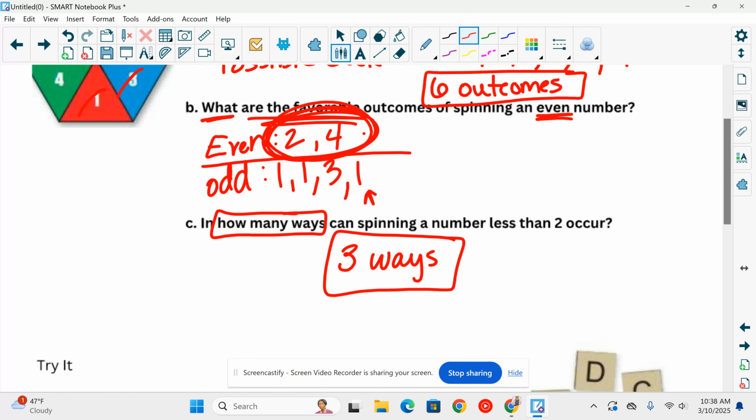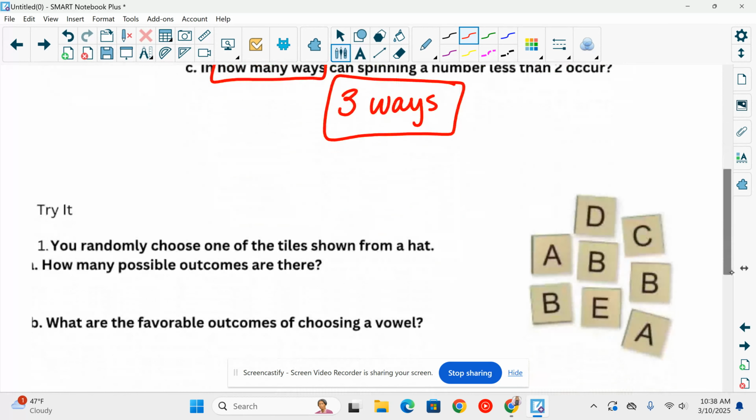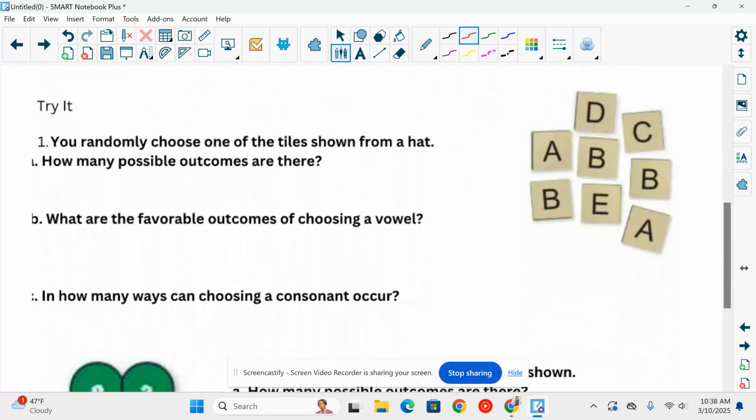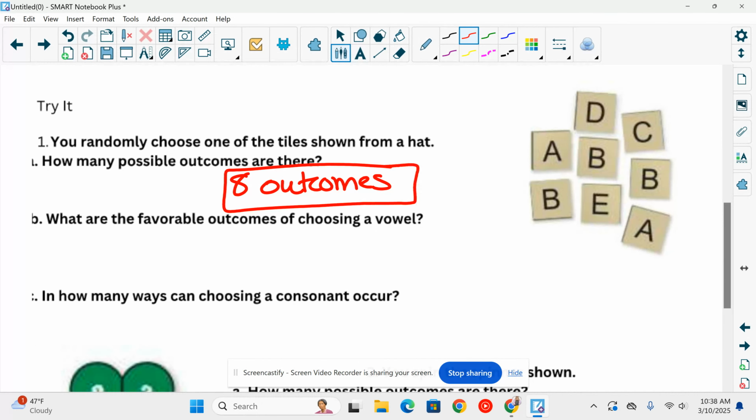So now let's look at the letter tiles. It says you randomly choose one of the tiles shown from a hat. How many possible outcomes are there? Well, how many different tiles are there? 8. So there's 8 possible outcomes. So that's a how many question. This is a what are they?